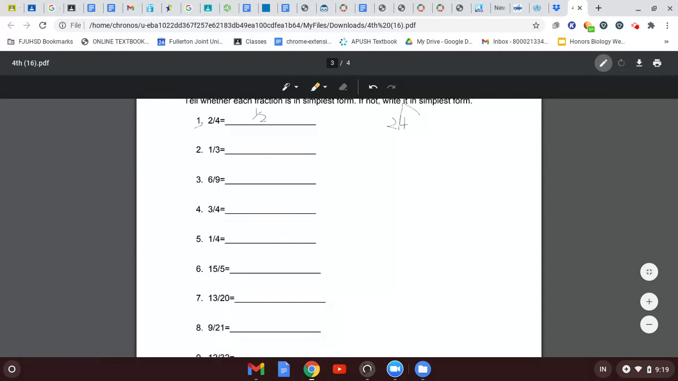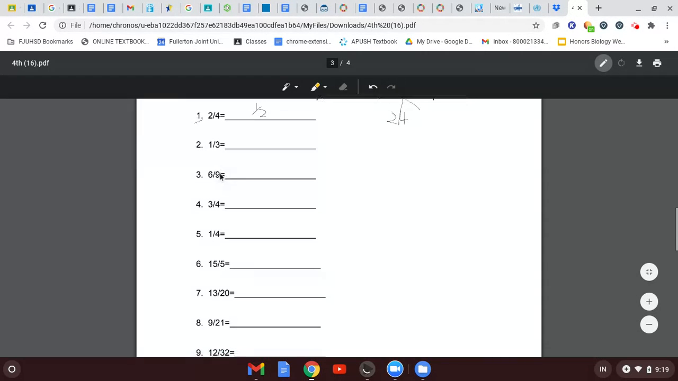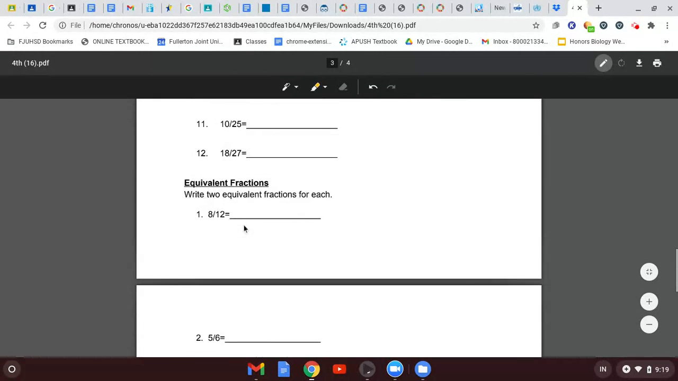So for number 3, we could do 6/9, and then we just divide it. We can divide it by 3 on the top and the bottom, and that's 2/3. Everything else is basically like that.